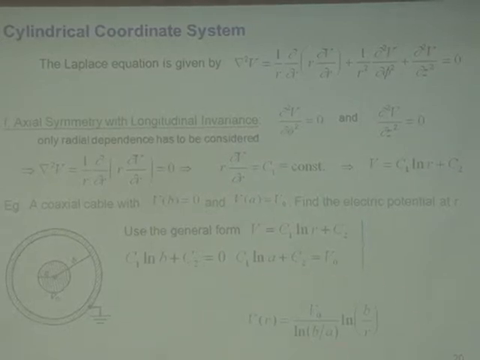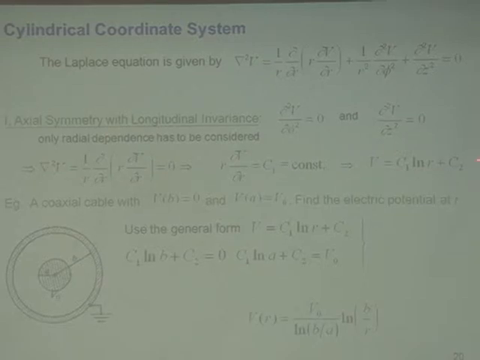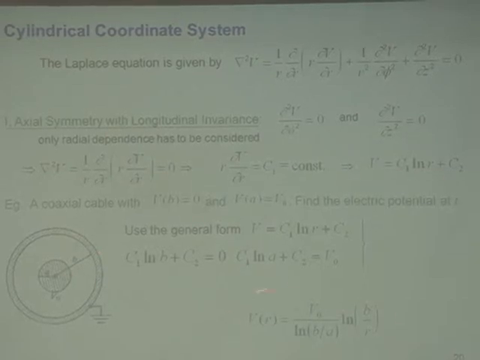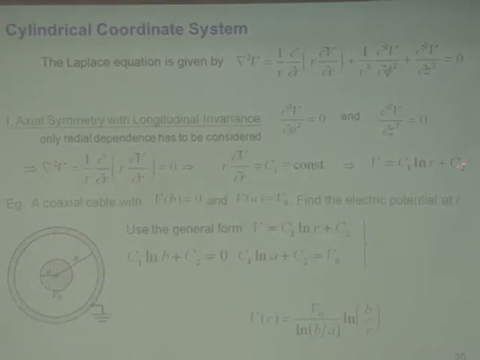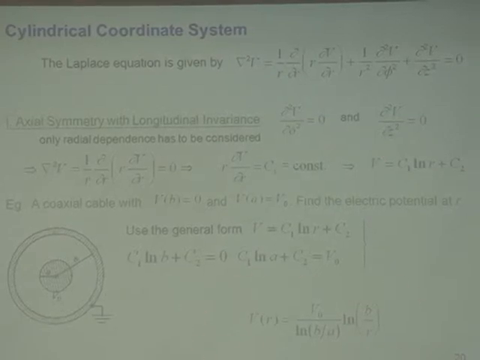OK, there are two unknowns and you have two boundary conditions, so you can solve for C1 and C2. After solving, you get the electric potential expression that you are familiar with. And this is the easiest solution from this Laplace equation in the cylindrical coordinate system, right? With axial symmetry and no variation along the longitudinal direction.